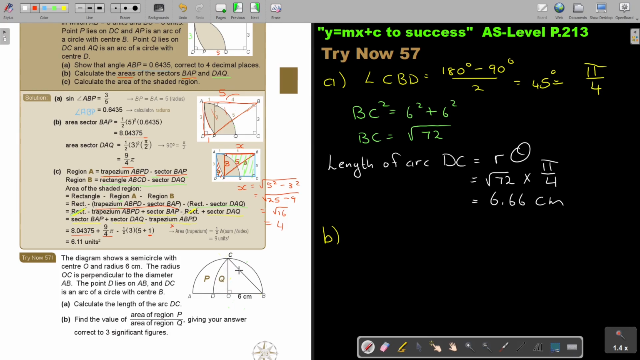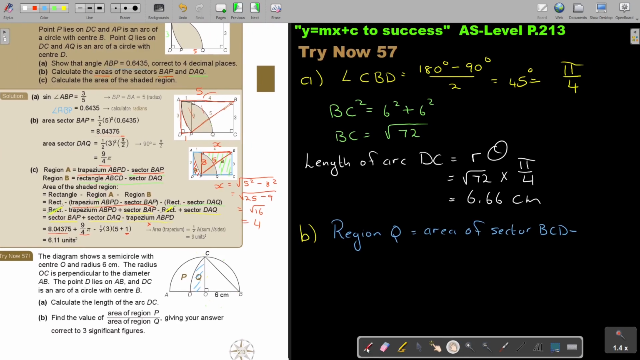Now, can you see I can take the area of this sector and I subtract that triangle. Okay, so let's do that. So region Q, its area, remember we have only the arc length of sector BCD minus area of triangle BOC.